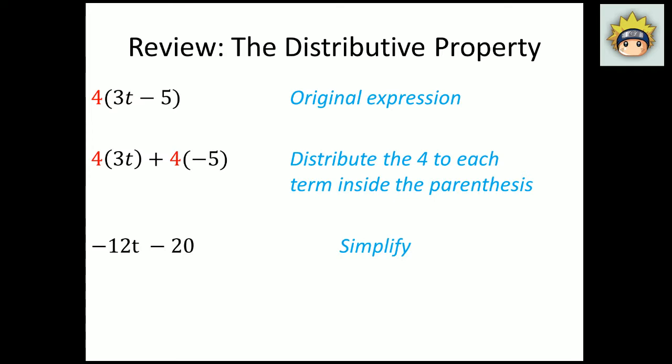After I simplify, I would say that after I use the distributive property, it simplifies into negative 12t minus 20. 4 times 3t is 12t. Oh, this should be a positive 12. That should not be a negative. This should be a positive, okay? 12t minus 20. That should be a positive 12t.